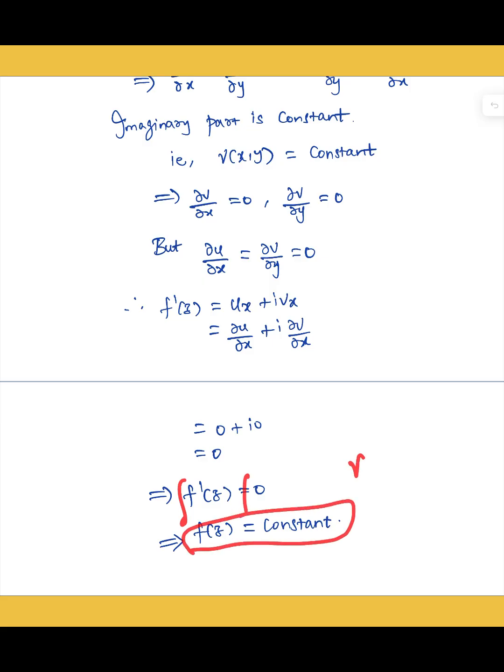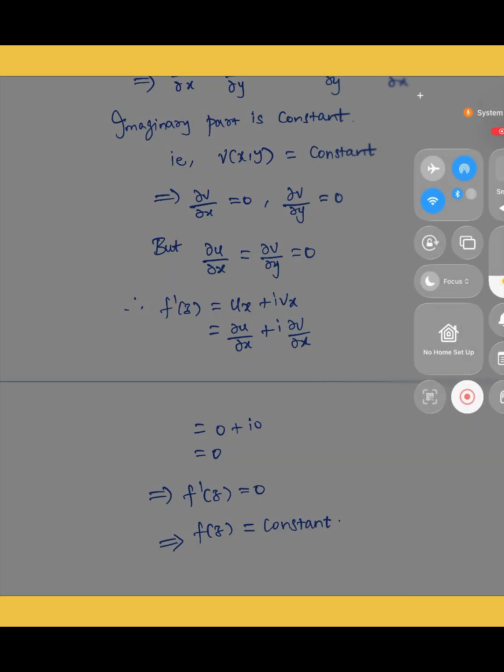That means if v is a constant, then f'(z) is 0, and you get f(z) is a constant. So we have proved these results. Thank you.